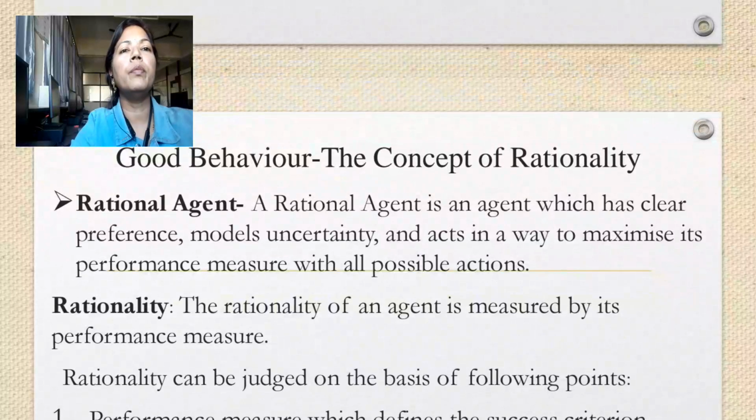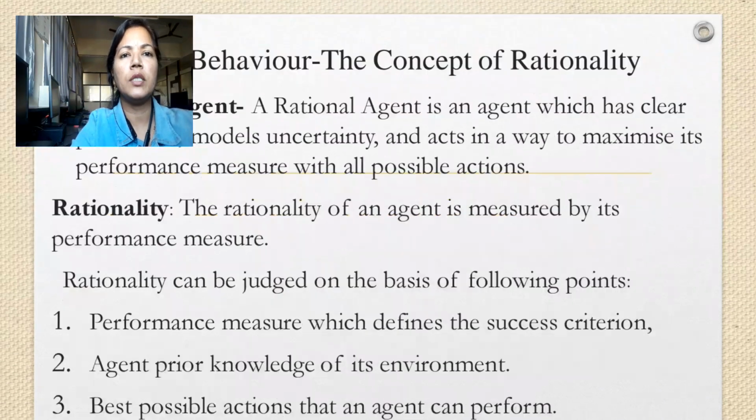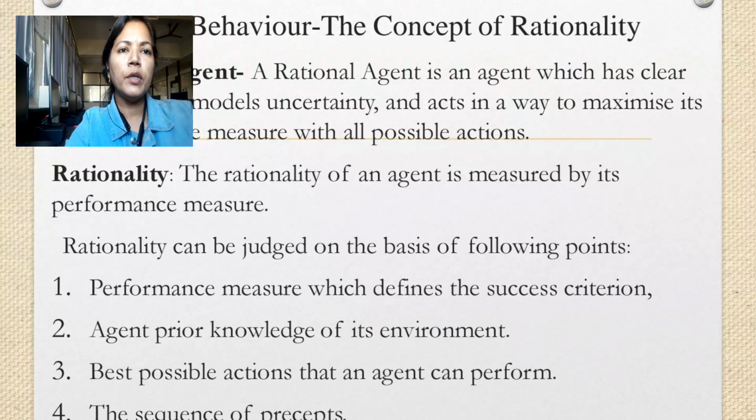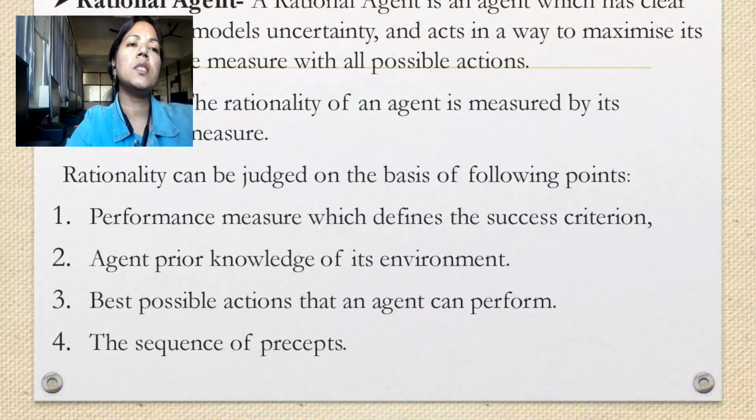Next, we'll see what is good behavior, the concept of rationality. A rational agent is an agent which has clear preferences, models uncertainty, and acts in a way to maximize its performance measure with all possible actions. So, what is rationality? Rationality of an agent is measured by its performance measure. The rationality can be judged on the basis of the following points: the performance measure, which defines the success criteria; the agent's prior knowledge of its environment; the best possible actions that an agent can perform; and the sequence of percepts.